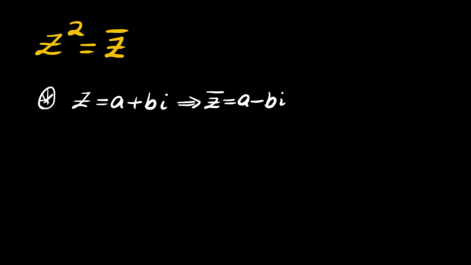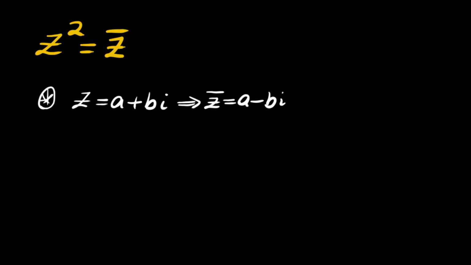We have a question on complex numbers. The complex number z squared is equal to the conjugate of z. We want to solve this equation. Let me remind you that the conjugate of a complex number is, if z is equal to a plus bi, z conjugate is equal to a minus bi.